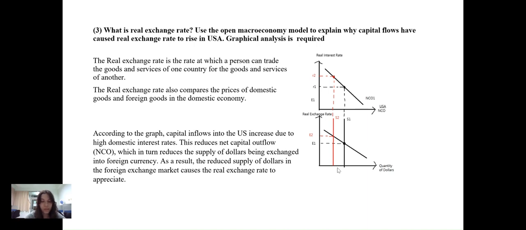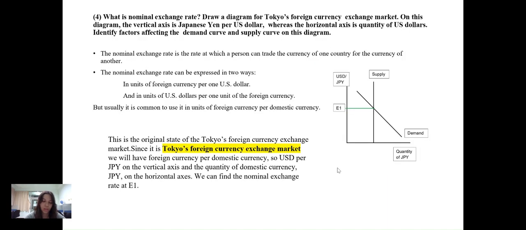And according to the graph, capital inflows into the US increase due to high domestic interest rates. This reduces net capital outflow, NCO, which in turn reduces the supply of dollars being exchanged into foreign currency. And as a result, the reduced supply of dollars in the foreign exchange market causes the real exchange rate to appreciate.